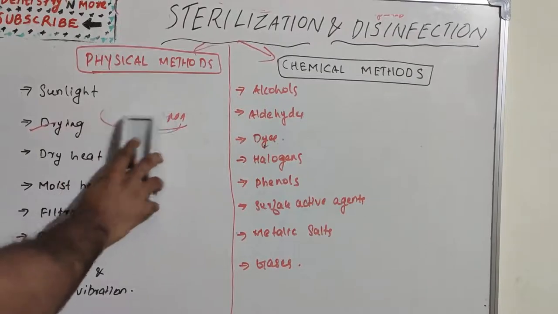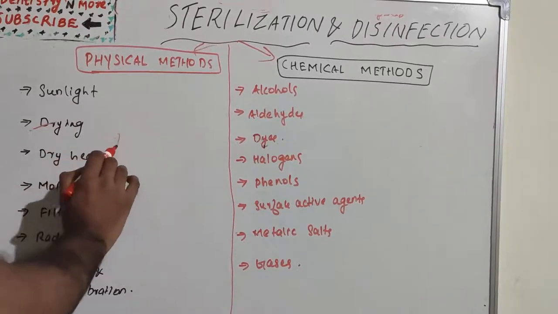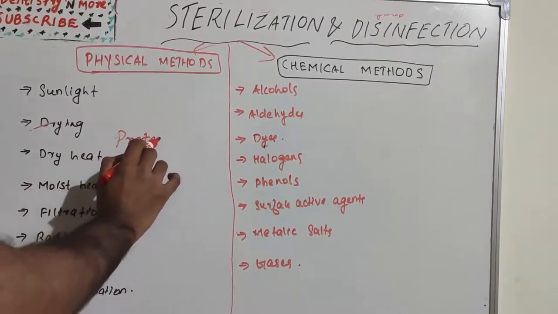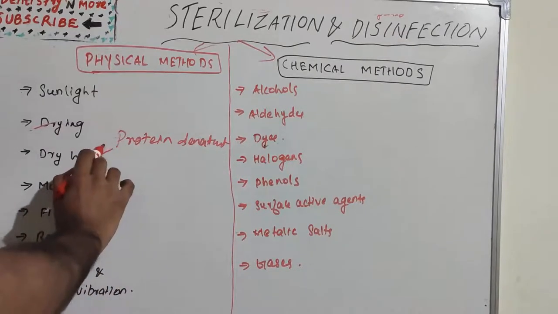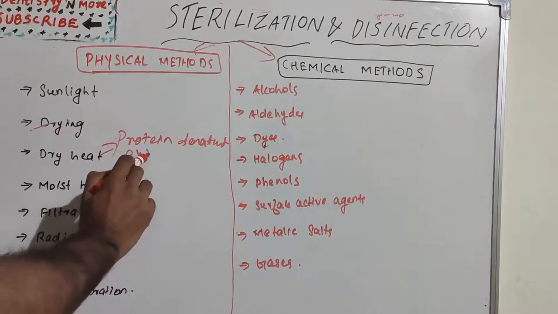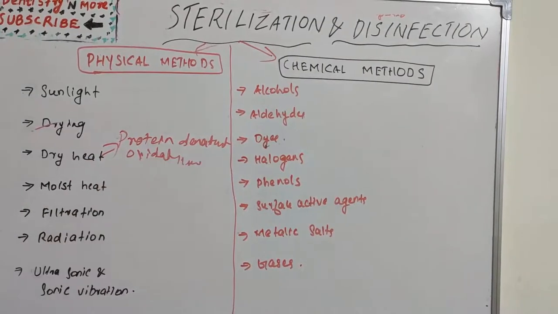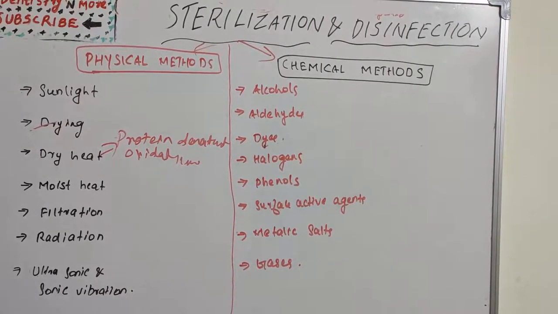So let's learn about dry heat. Okay, dry heat, the principle is protein denaturation. Protein denaturation is the principle of dry heat. That is oxidative damage. So oxidative damage happens in dry heat. So in dry heat, there will be toxic effects of elevated levels of electrolytes.